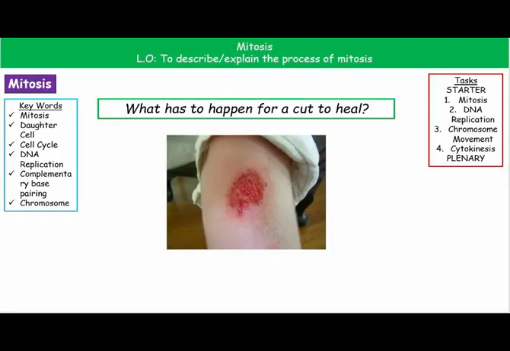So first thing I'd like you to do then is just in your books write me an answer to this question. What has to happen for a cut to heal? I'm just going to give you a minute to get your answers written down for that.